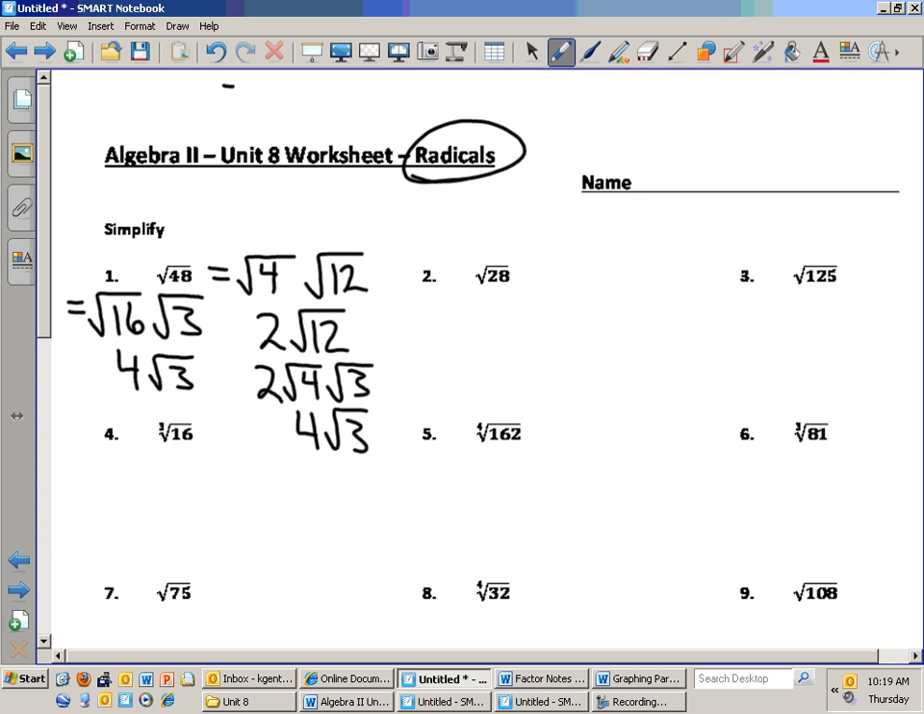Okay? See if you can do number 2 and number 3 on your own. Try that right now. Okay? Try number 2 and 3 on your own. I'll let this run so that 8th hour, you guys go ahead and give those a try.